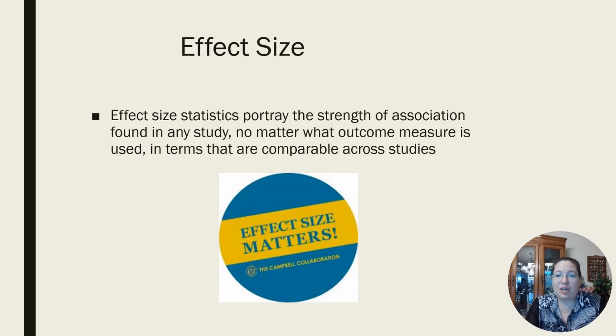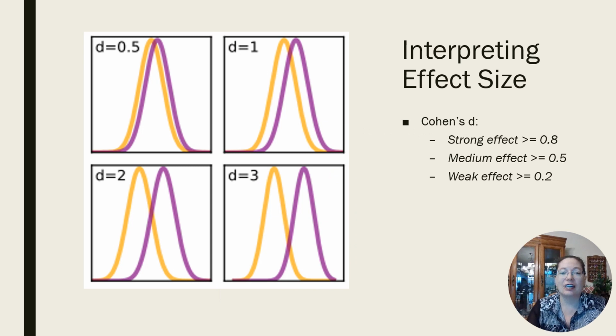The other way that we use standard scores is to calculate the effect size. The effect size is a statistic that portrays the strength of association in a study, no matter what the outcome measure is or what the unit of measurement is. Again, because standard scores are unitless, that allows us to compare between studies. And the way it does this is by looking at how many standardized deviations two groups are from each other.